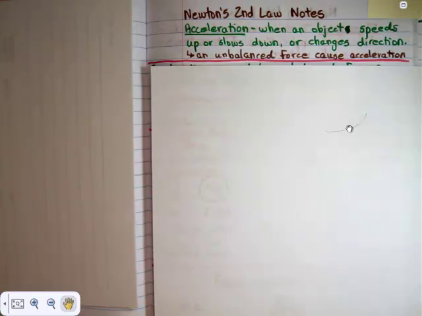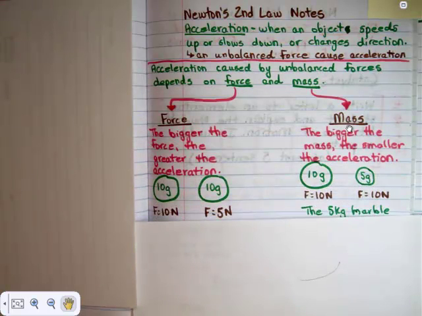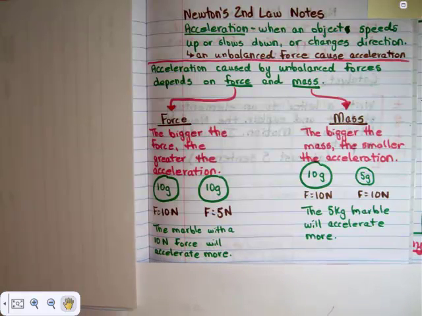So what that video has shown us is that acceleration depends on the force that's applied to the object and the mass of the object. So let's draw in an example. Here we're going to look at force and how mass affects the acceleration.